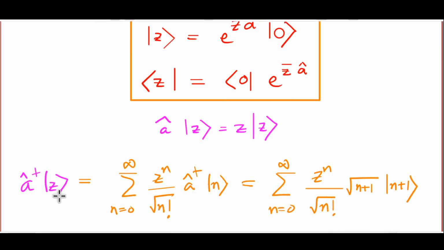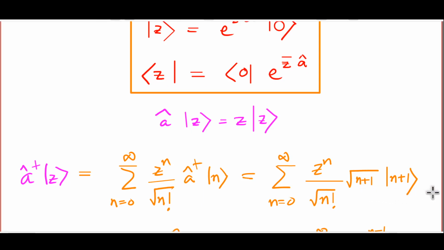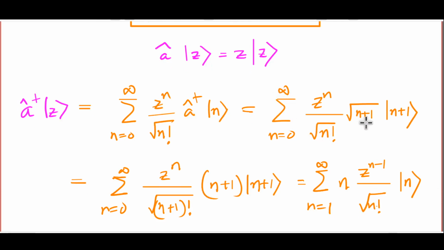The result is pretty easy to work out. You just start with the expansion of the ket z, z to the n by square root of n factorial ket n summed over all n, and apply a dagger on it. Of course, the a dagger only attacks the ket n, giving you root over n plus 1 ket n plus 1. And now, you can supply another square root of n plus 1 in the numerator and the denominator and write this as root over n plus 1 factorial times n plus 1 times ket n plus 1. Now, given that there are so many n plus 1s here, it will be easier to handle this if we replace n plus 1 by n, or n by n minus 1, and this is what you are going to end up with.